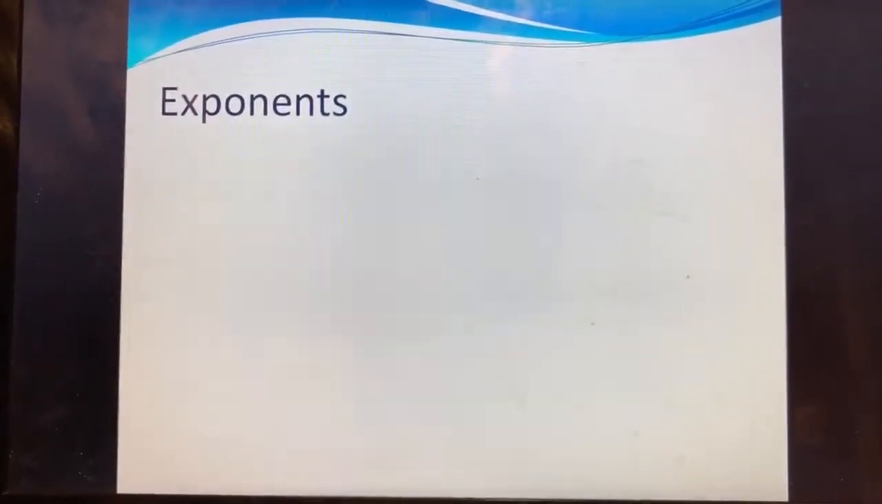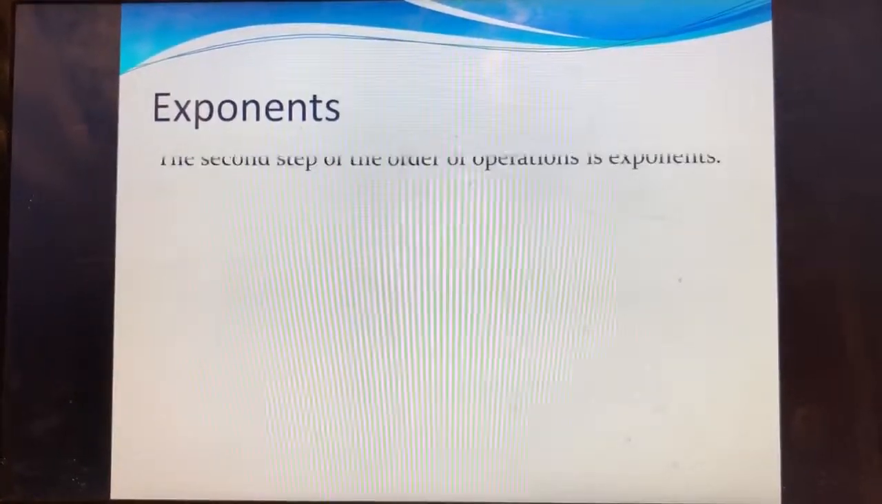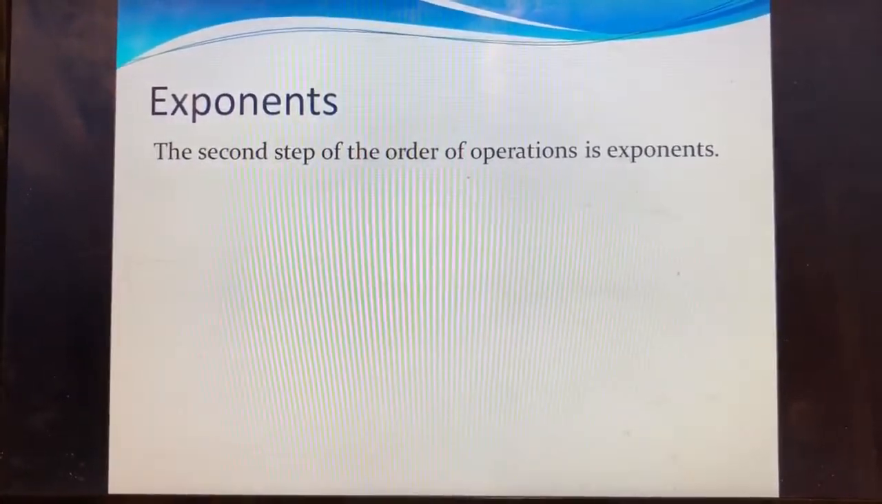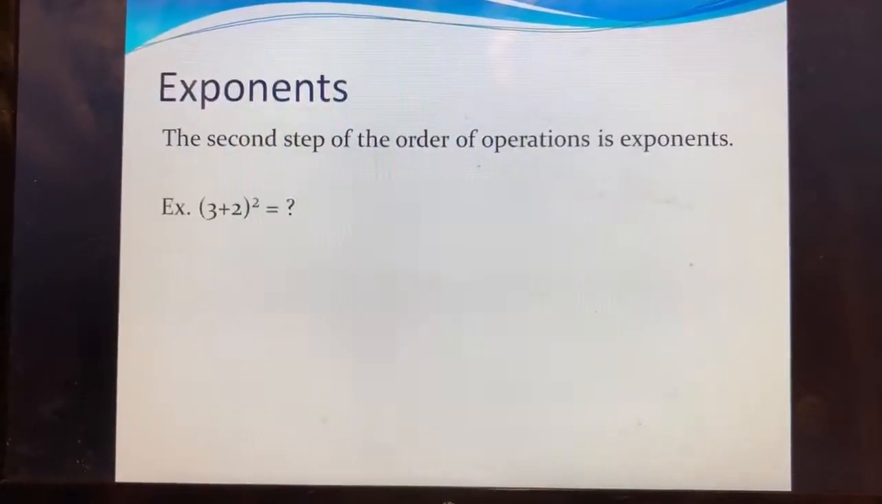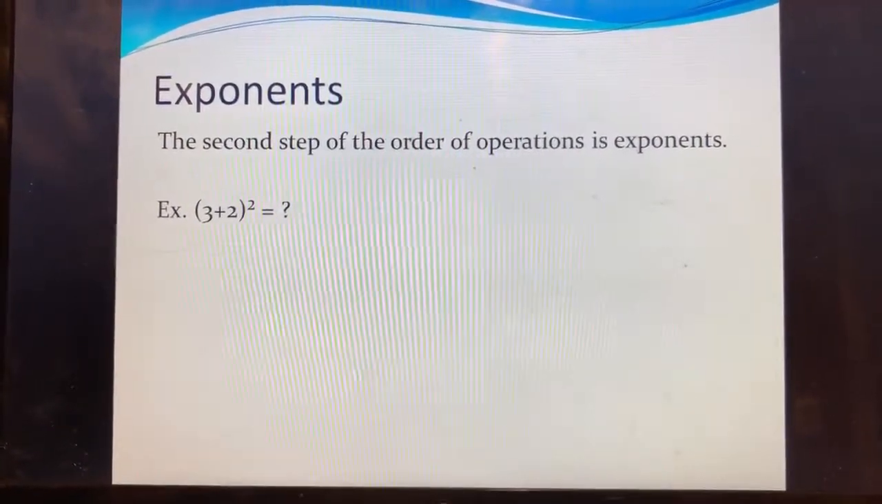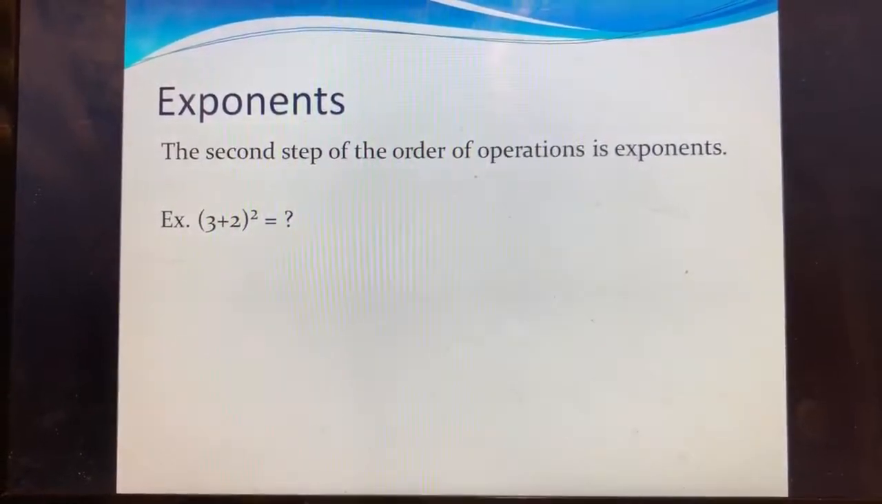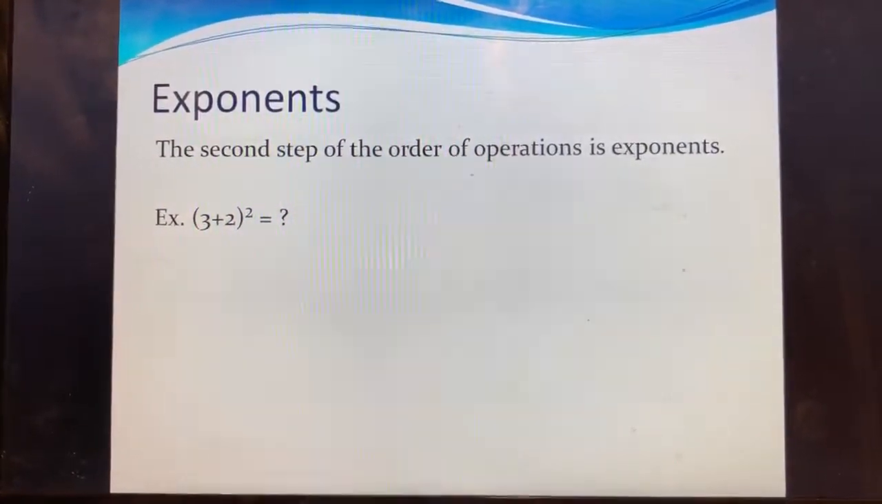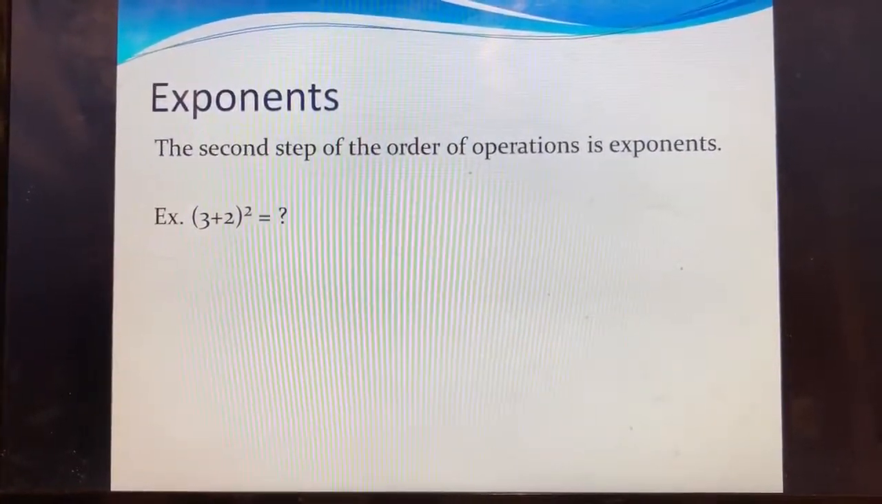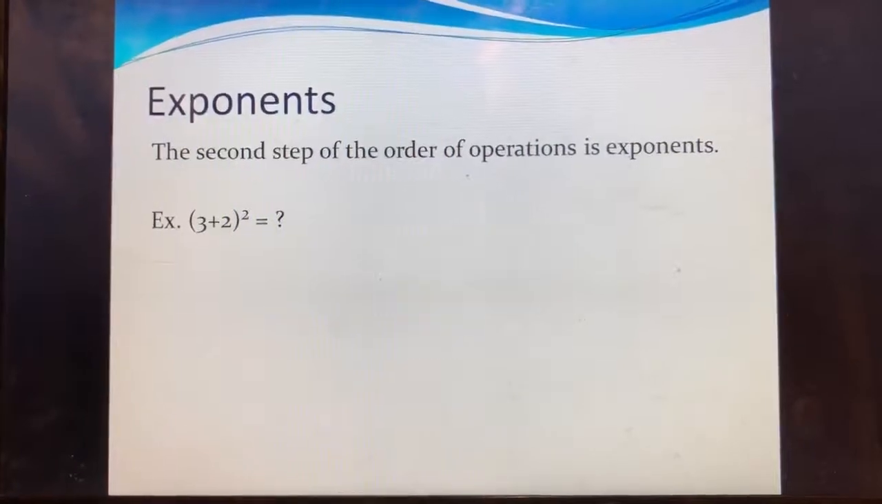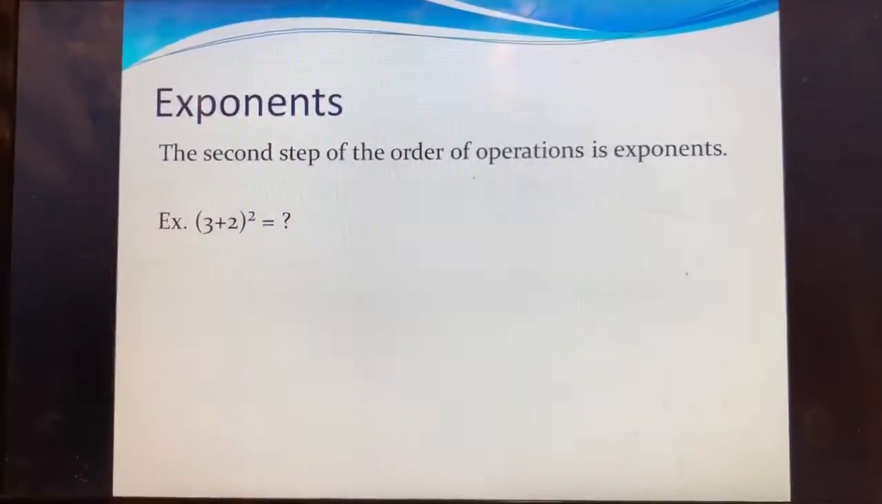And so if we look at our second step in PEMDAS, we know that it is the E, which stands for exponents. And the second step of solving an order of operations problem is exponents. So let's look at some examples of exponents. If we see this example here, we see that we have parentheses 3 plus 2 in parentheses, and then we have where it is squared, or the exponent 2.